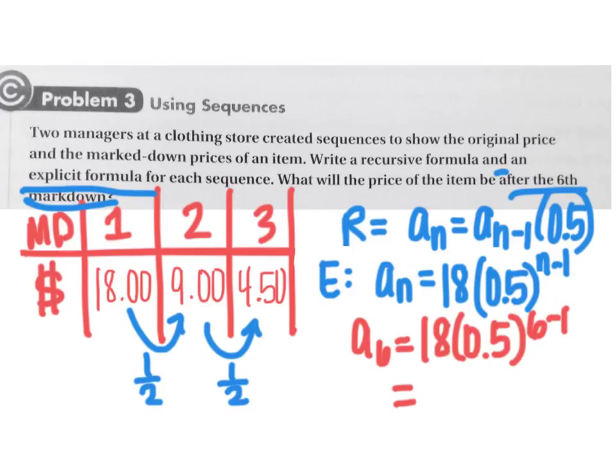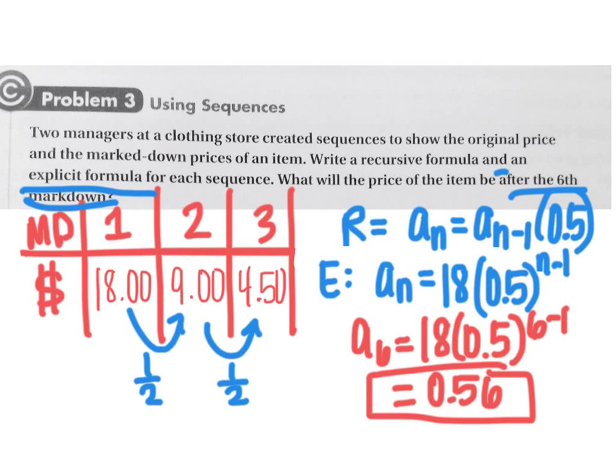And I got 0.56. And so that item's going to now be 56 cents since they've marked it down so many times. You can check your answer when you do it this way by just keep going. And since I'm halving it each time, half it again, that'll be 4. Half it again, that'll be 5. Half it again, that'll be 6. And it should give you 56 cents.